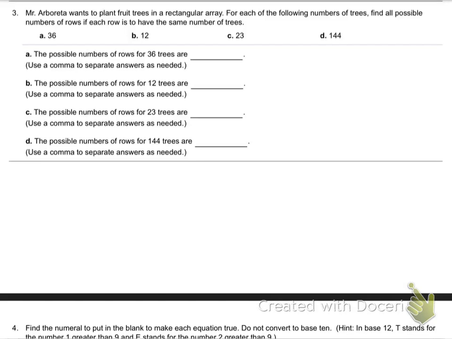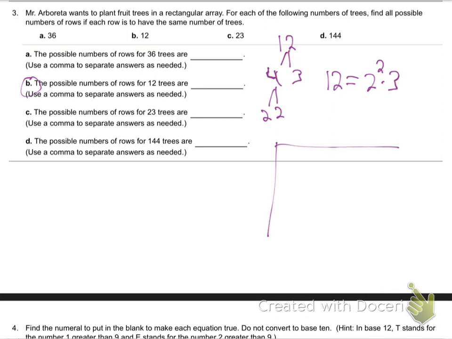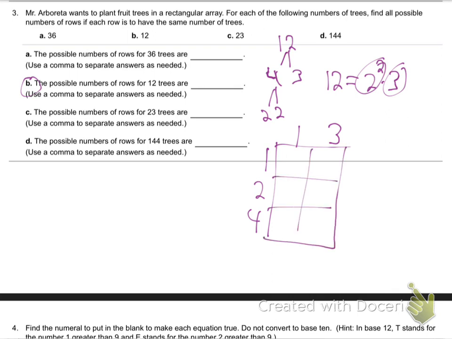Let's go into part B. So part B, same thing for 12. So let's take 12. What do you do? You break it down. 4 times 3, 2 times 2. So 12 is 2 squared times 3. And now you make your rectangular array. You start with 1. And I'll go times 2, times 2, up to 2 squared, 4, times 3. And that's as far as we go. And then make your array like that.